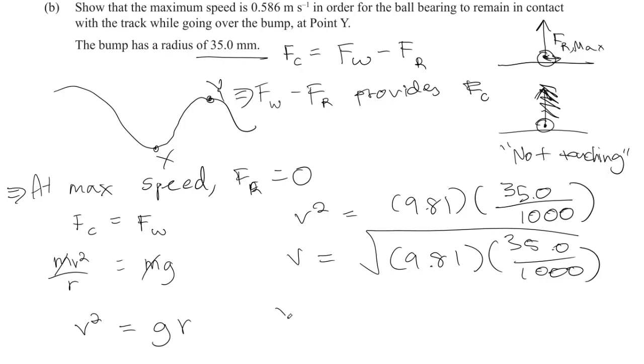We get velocity equals 0.58596. But we're not done there. Remember, this is 3 significant figures. This is 3 significant figures. So what do we have to round it to? 3 significant figures.